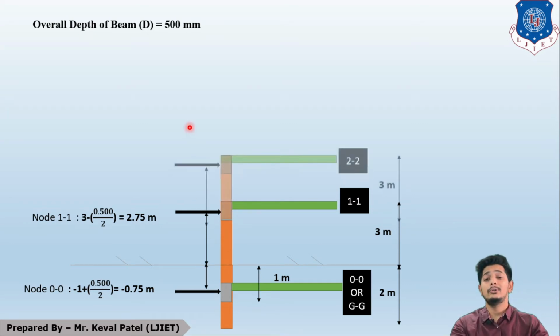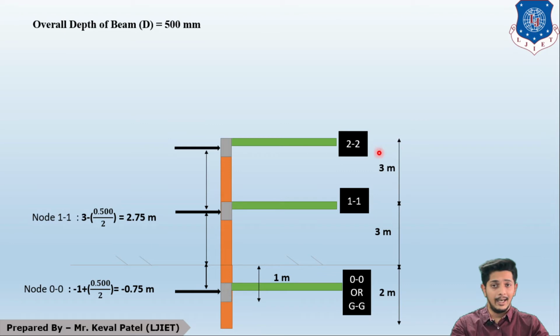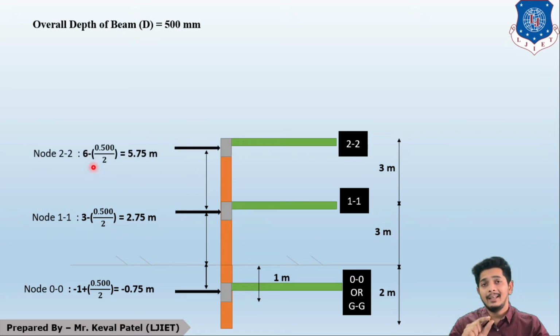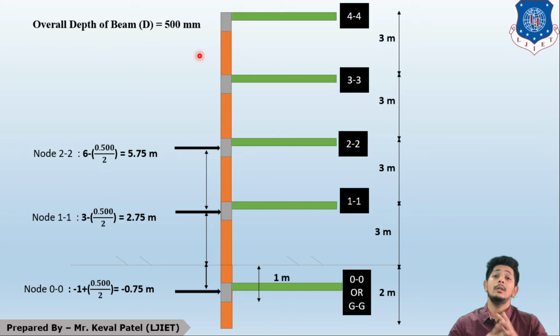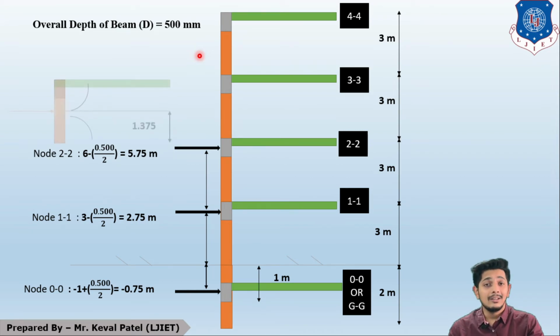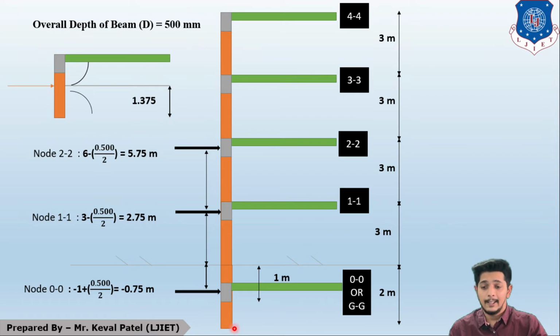Furthermore, for node 2, again story height is 3 meter uniform, and the distance from this to this will be 6 minus half of the overall depth of the beam, which is 5.75 meter. Same applies for 3 and 4. From problem 1 and problem 2, you should be clear up to this. Let us move to another area, which is this area.